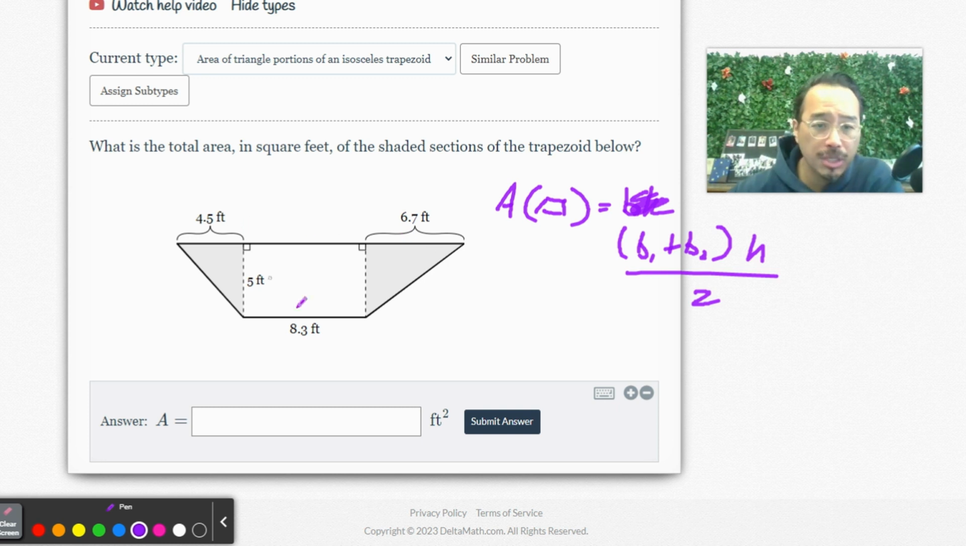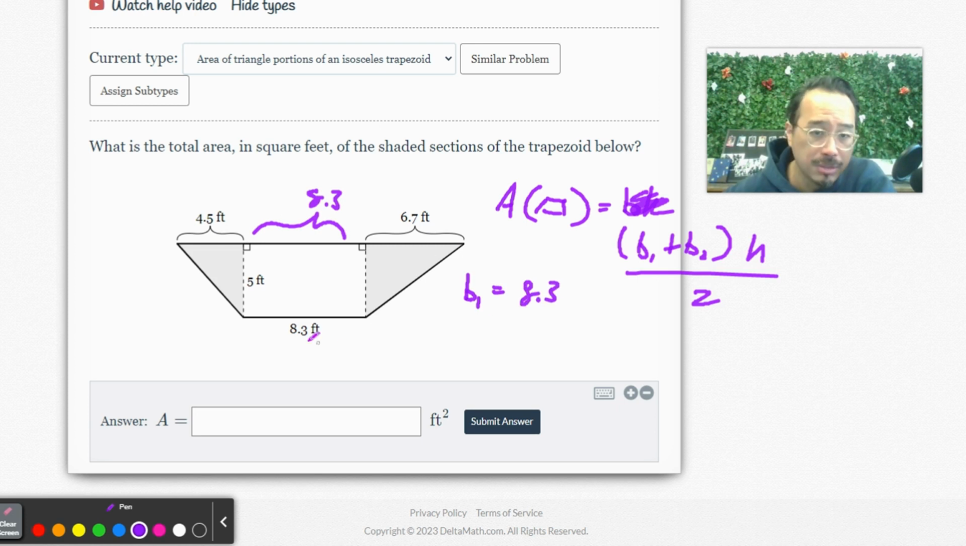Now here we've got base one and base two. This is also 8.3, so let's label it. Base one is 8.3. Down here, base two is these three added up together, so this whole thing is 19.5. The height is 5, as you can see here. So we've got all the information.